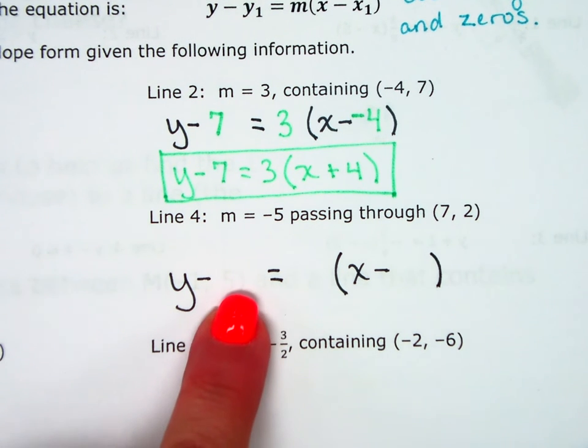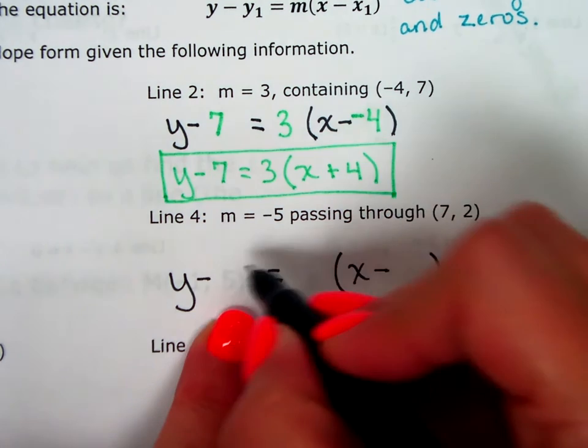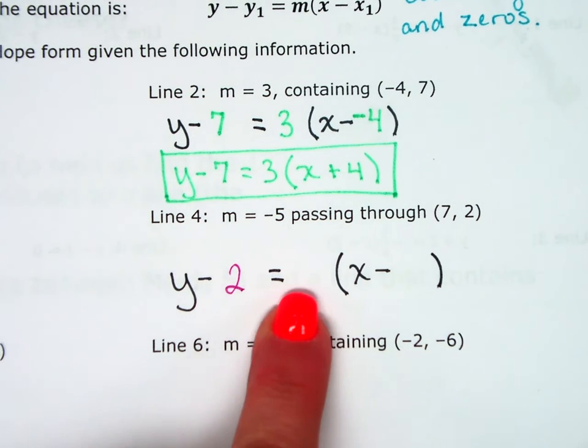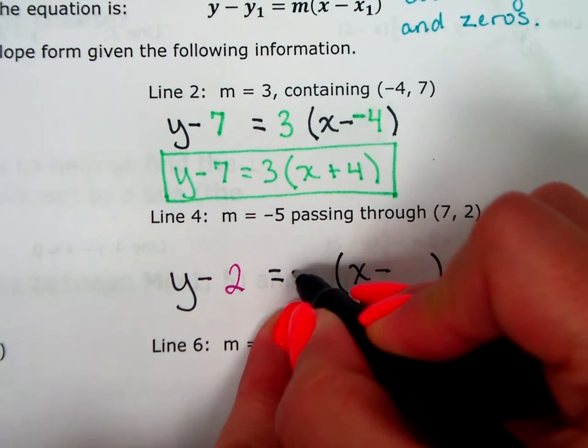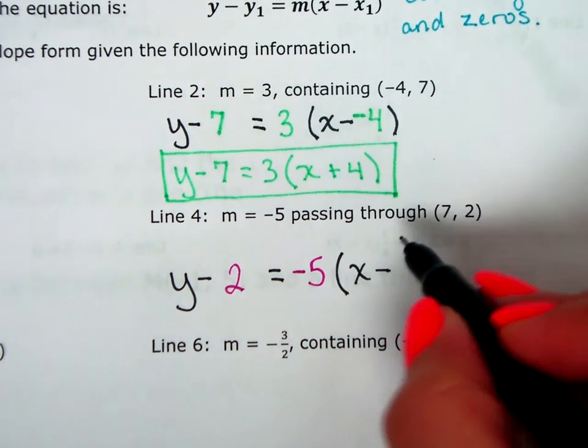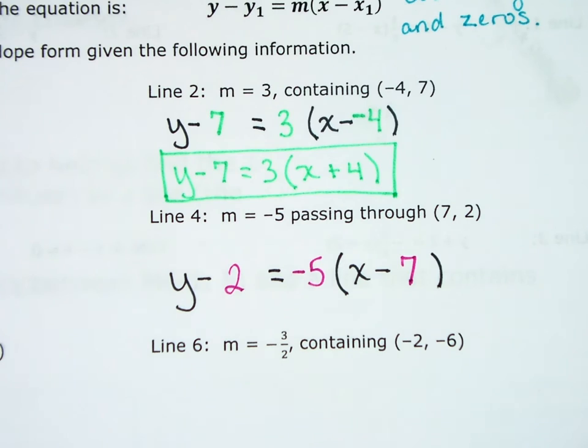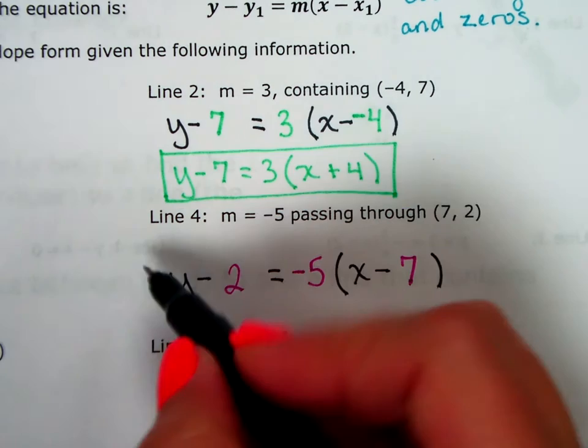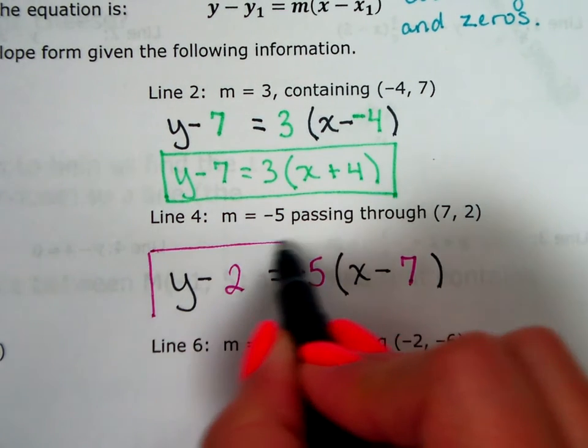What's going to go in my first blank? 2. Y goes with y. What goes in my second blank? -5. What goes in my last blank? 7. No double negatives, no zeros. I'm done.